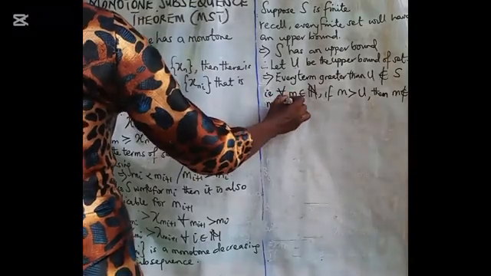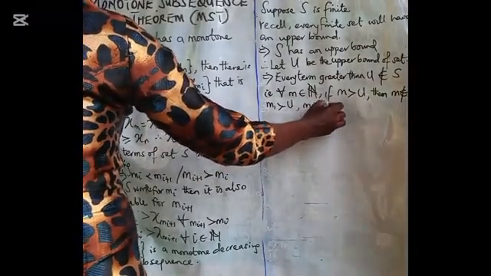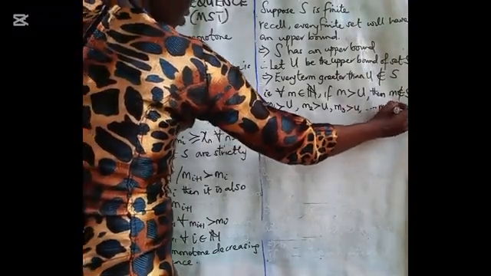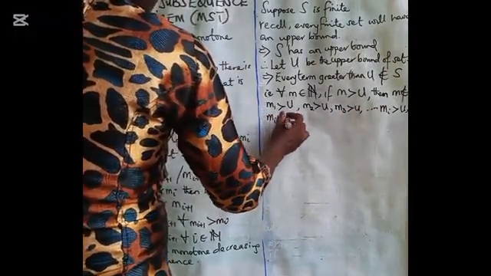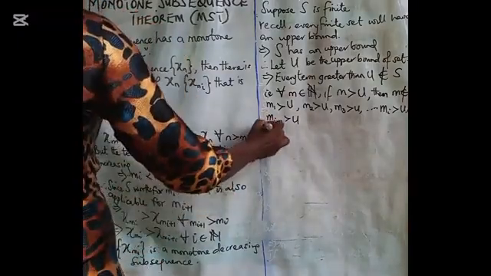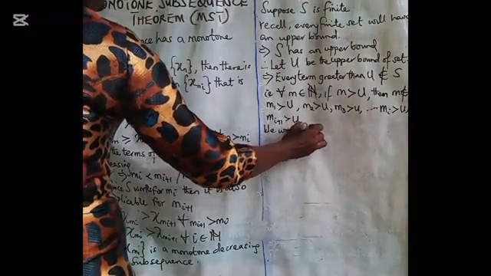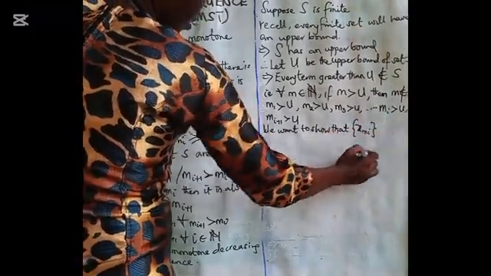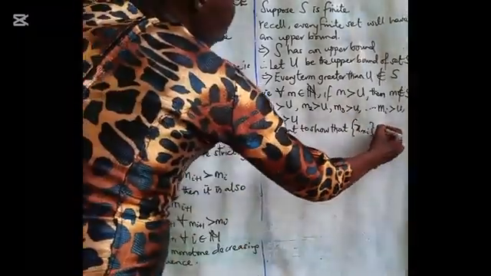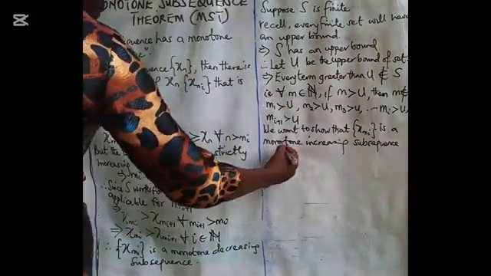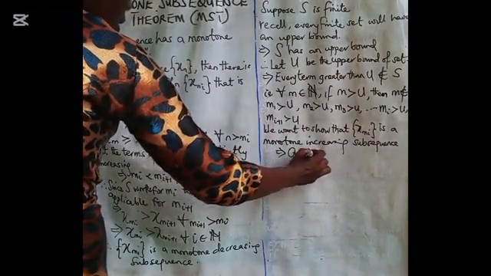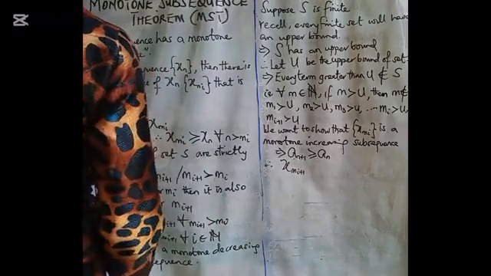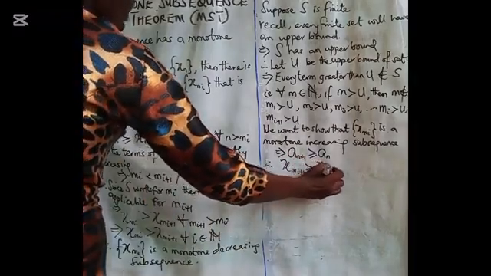If m1 is greater than U, m2 greater than U, m3 greater than U, down to mi greater than U, mi plus 1 greater than U, we want to show that x sub mi is a monotone increasing subsequence. Now, if it is increasing, it means that a sub n plus 1 is greater than a sub n. Therefore, we want to show that x sub mi plus 1 will be greater than or equal to x sub mi.